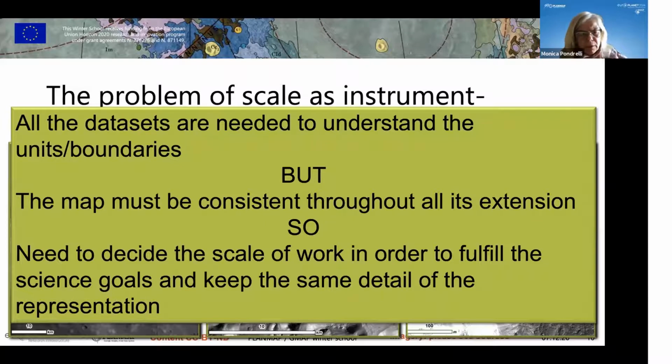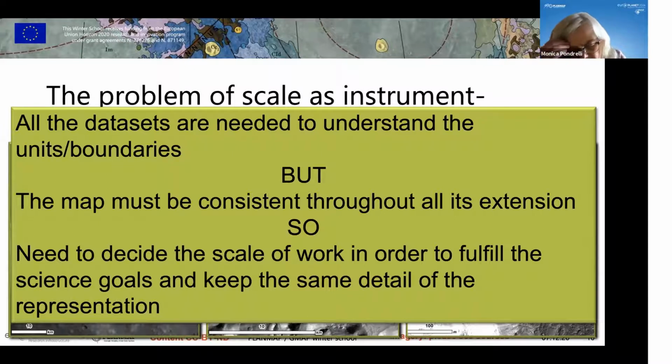By the way, we need to use all the potential of all the data sets that we have. But at the same time, we must remember that the map must be consistent throughout all its extension, which means that we need to decide the scale of work before starting to map, in order, on one side, of course, to fulfill our science goals, which are the reason why we are starting, but at the same time, to keep the same detail in our representation.